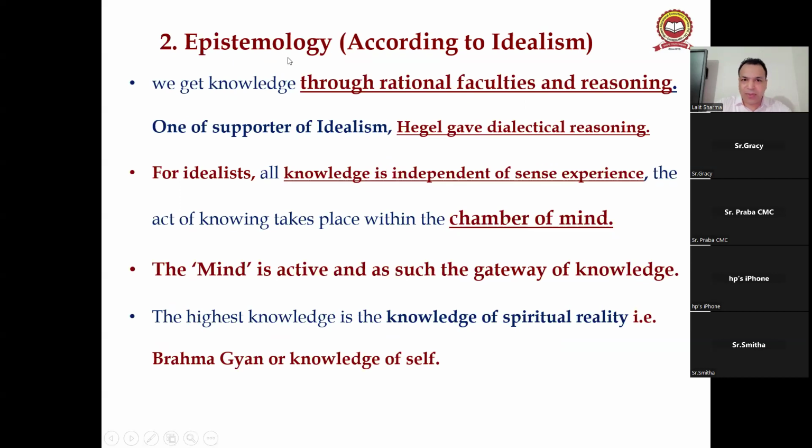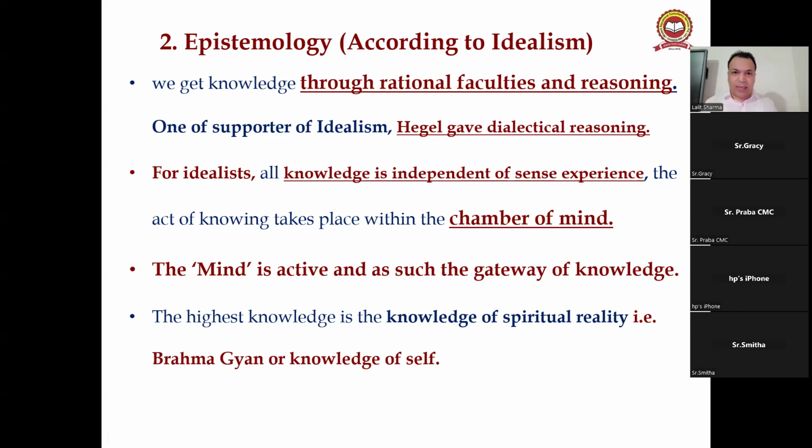Okay, I read from the starting. Epistemology according to idealism, we get knowledge through rational faculties and reasoning. One of the supporters of idealism, Hegel, gave dialectical reasoning. For idealists, all knowledge is independent of sense experience. See, they are not talking about senses, right? All knowledge is independent of senses.